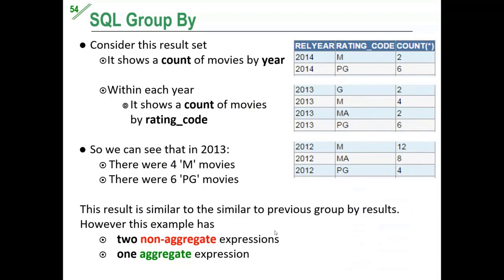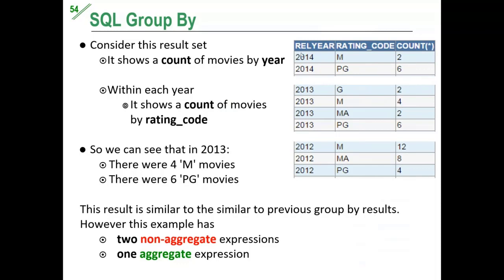Now this is a bit more complicated. Imagine I need to produce a report like this. I want a report with release years, and then the rating codes in each release year. I want to find out how many movies were released in each year according to the rating code. So how can I produce a report like this?